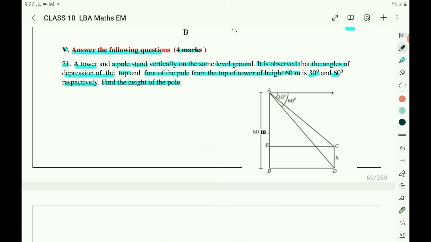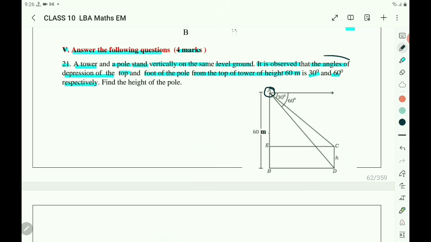Pole and tower are there. What is the height of the tower? Height of the tower is 6 meter. What we have to find out? We have to find the height of the pole CD. And angle of depression from the point A. Here A is the top of the tower.